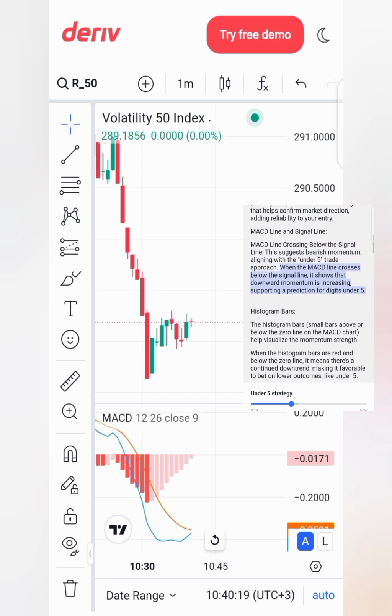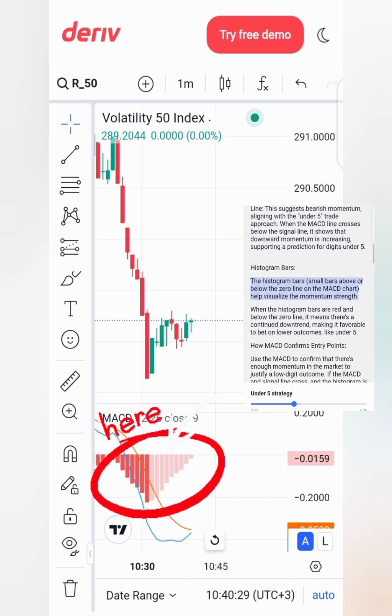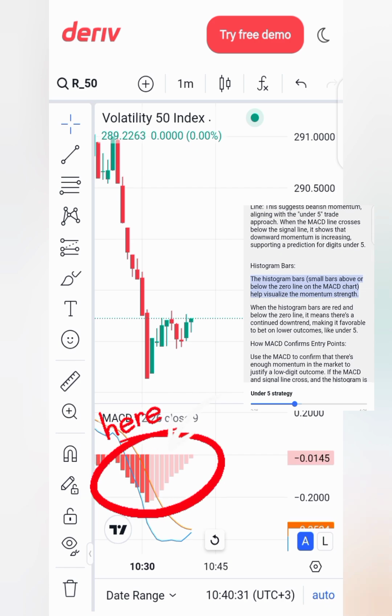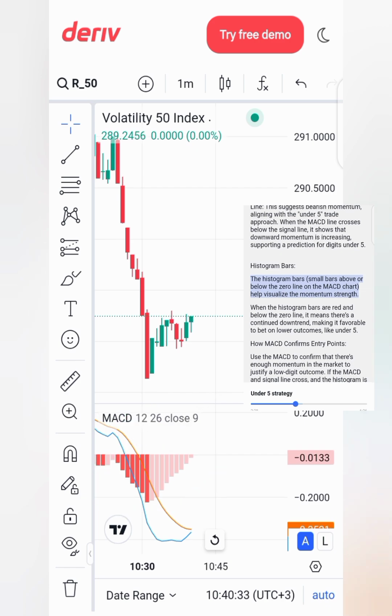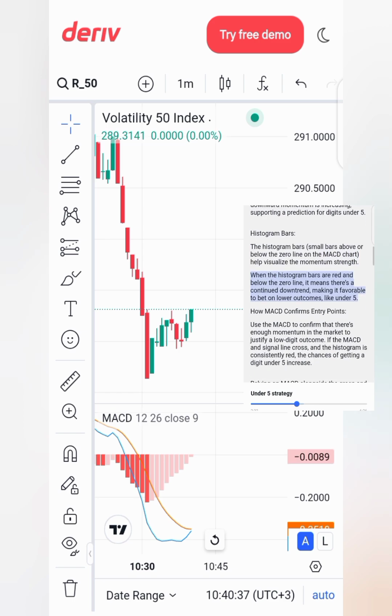When the MACD line crosses below the signal line, it shows that downward momentum is increasing, supporting a prediction for digits under 5. Histogram bars. The histogram bars, small bars above or below the zero line on the MACD chart, help visualize the momentum strength. When the histogram bars are red and below the zero line, it means there is a continued downtrend, making it favorable to bet on lower outcomes, like under 5.